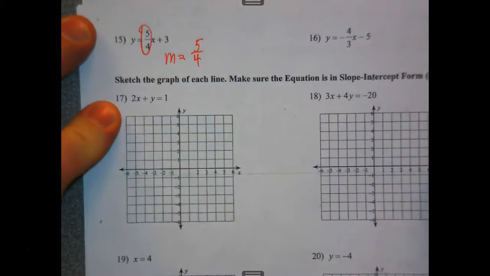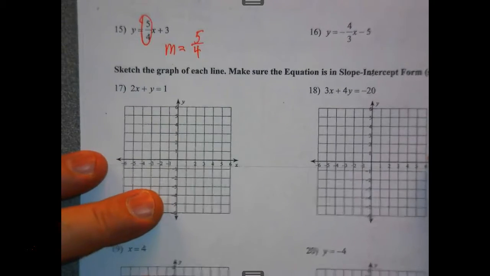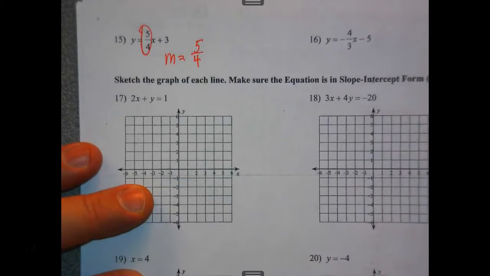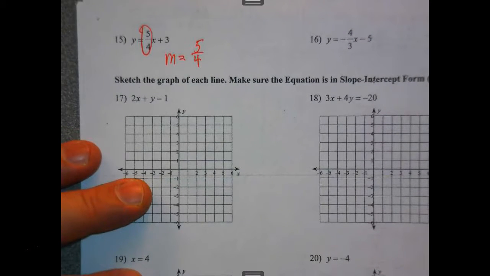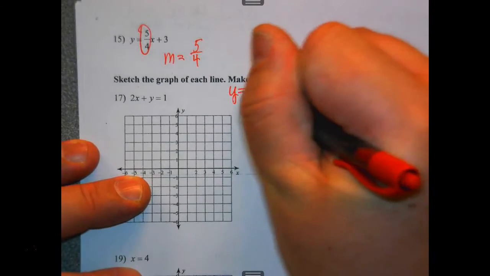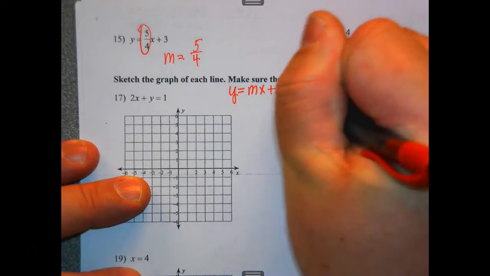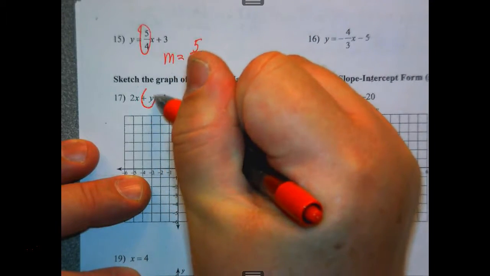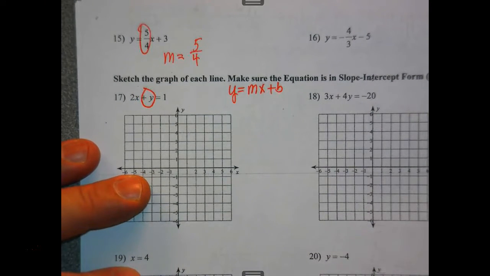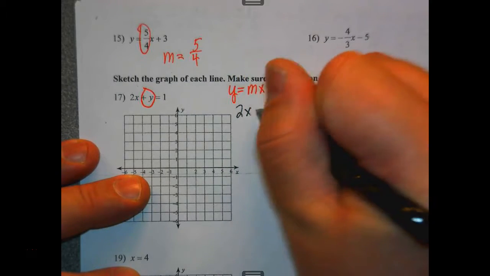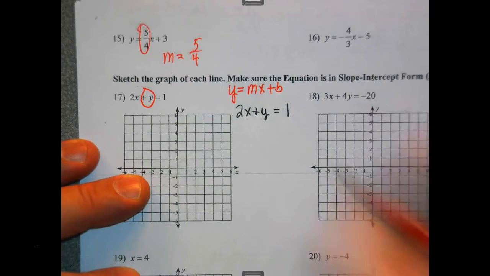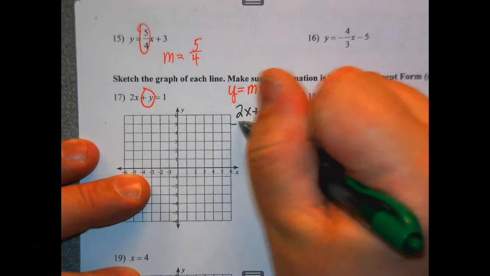Now, this is where things get a little harder because it's not in slope-intercept form. Okay? You're going to have to do some work before you draw the line. We have to put it in slope-intercept form, y equals mx plus b, which means we have to get y by itself. How am I going to get y by itself in this problem? Yes, I have to subtract 2x from both sides. Good. So I'm going to subtract 2x from both sides.